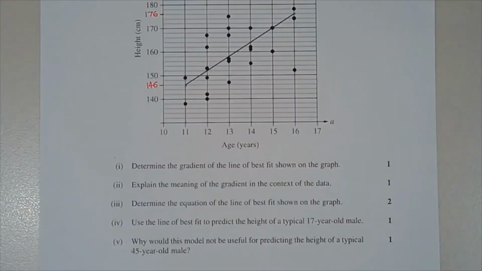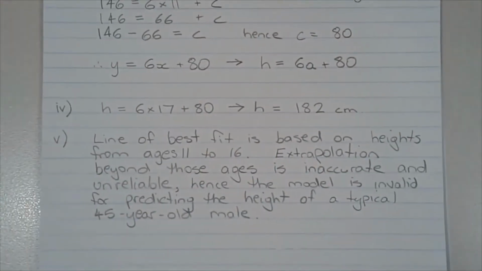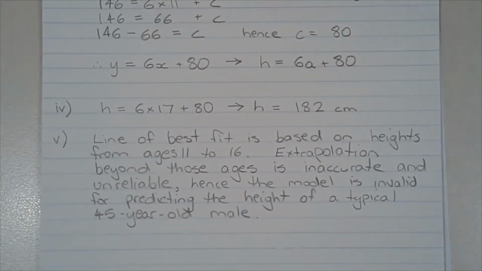Part 5. Why would this model not be useful for predicting the height of a typical 45-year-old male? There are a number of ways to answer this part. Here is my sample solution. The line of best fit is based on heights from ages 11 to 16. Extrapolation beyond those ages is inaccurate and unreliable. Hence, the model is invalid for predicting the height of a typical 45-year-old male.